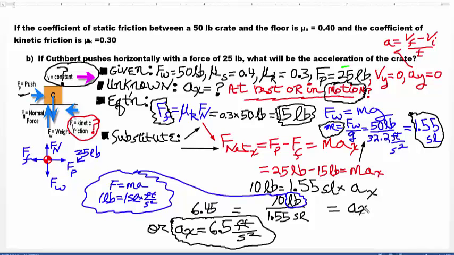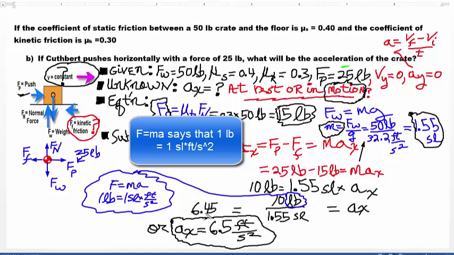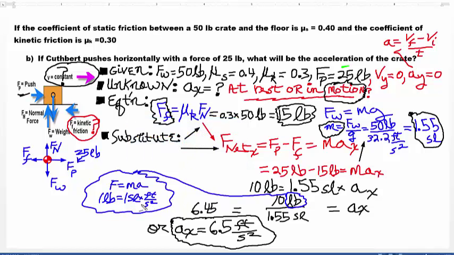Solving for A sub x, we get that it is 10 pounds divided by 1.55 slugs. That gives us a magnitude of 6.45. But what are the units? Remember, F equals MA says that a pound of force is a slug times a foot per second per second. Substituting that in for the pound, divide that by the slug, we get a unit of feet per second per second. What we get is that the acceleration along the x-axis of the crate is 6.5. That's two significant figures. Since the problem is a two significant figure problem, 6.5 feet per second per second.